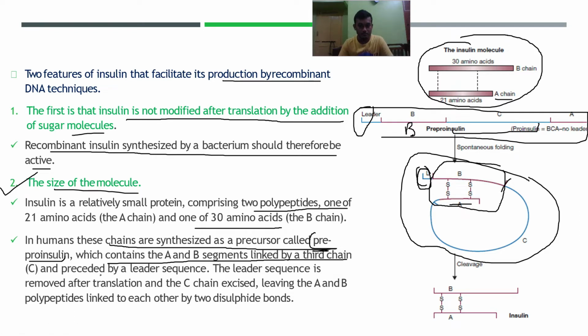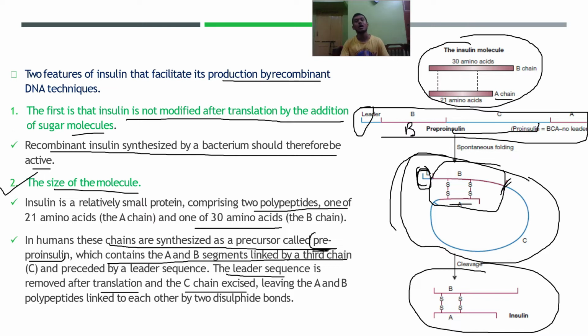You'll read here that the leader sequence is removed after translation. So this is the folded thing, and after this translation occurs, the leader sequence is removed. This first part is removed, and with that the C chain is also excised or removed. The remaining part is only the insulin that we have here, linked by disulfide bonds. So this is how humans retrieve insulin from the pre-proinsulin form. So this is the technique.